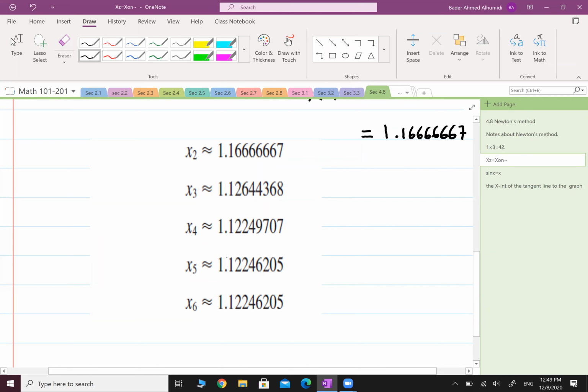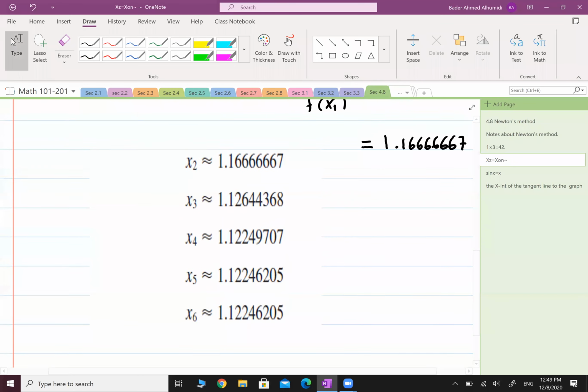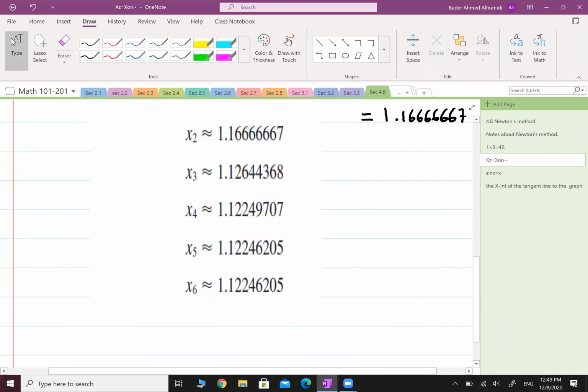لكن if you find x6, راح تلاحظ ان x5 and x6 they agree at the first, second, third, fourth, fifth, sixth, seventh, eighth decimal place. بمعنى آخر x6 minus x5 is less than 10 to the power minus 8. So you can see now we achieved our target accuracy by doing more iterations. This is called Newton method.